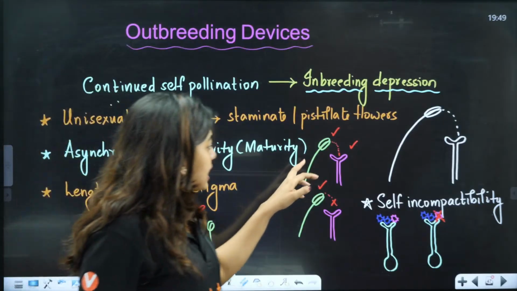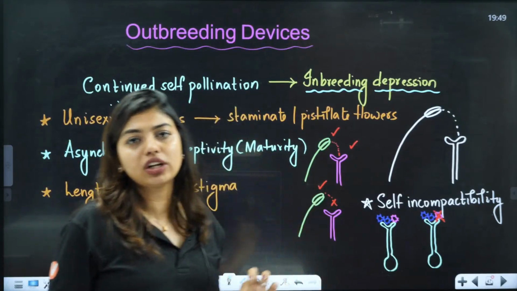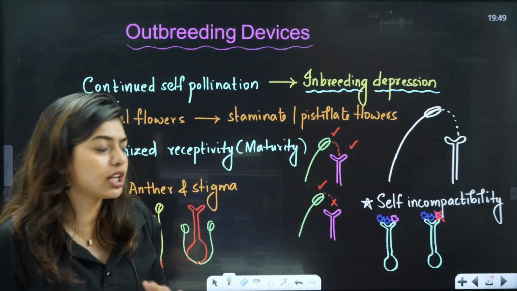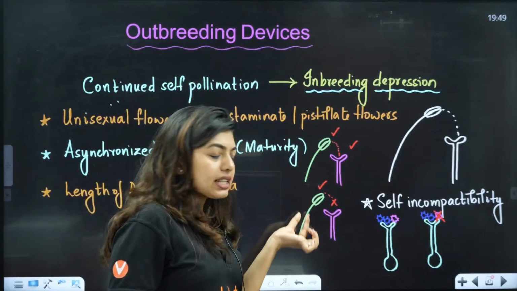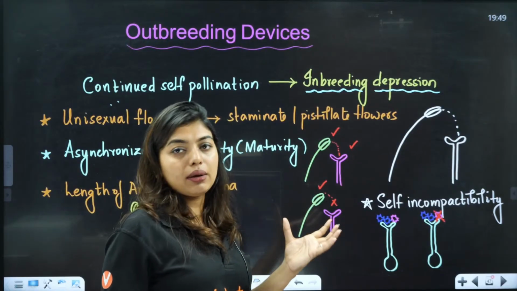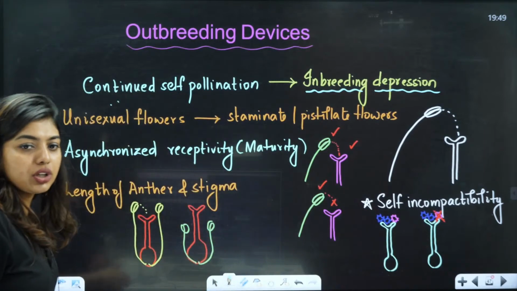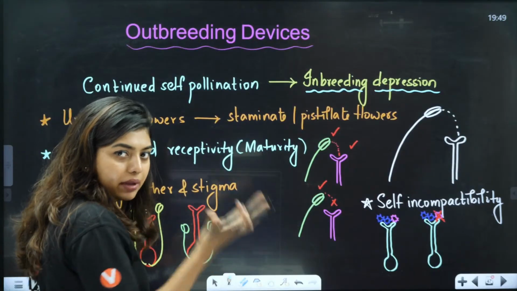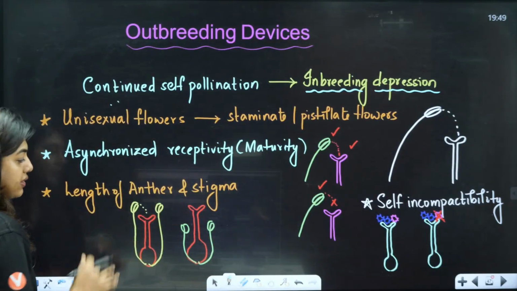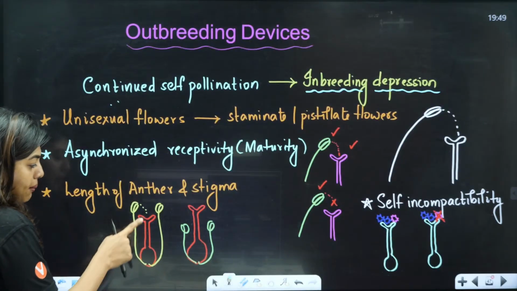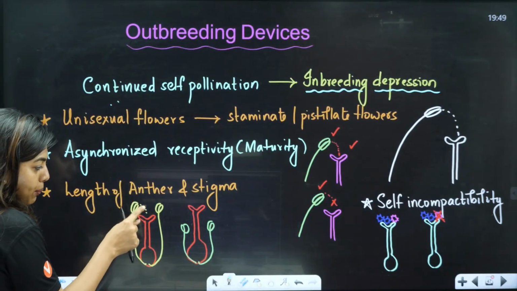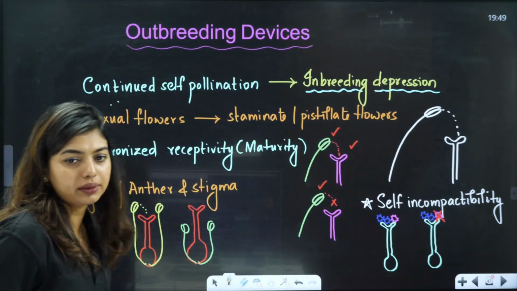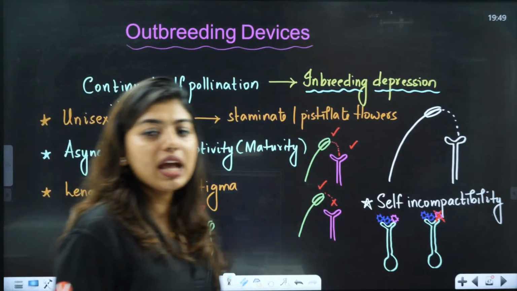Next one, asynchronized receptivity. Let's say anther and stigma mature at the same time, then there will be a problem, because the anther is going to put the pollen grains on the stigma and the stigma is going to continue the germination. So let's say it will make the anther mature first and the stigma mature later. Understood? So asynchronized receptivity means changing the maturity time of anther and stigma. Next, length of anther and stigma, this is very easy. See, the stigma is usually below and the anther is above, so that pollen grains can fall on the stigma. Instead of that, they made the stigma taller and the anther shorter. So they change the length of the anther and the stigma.